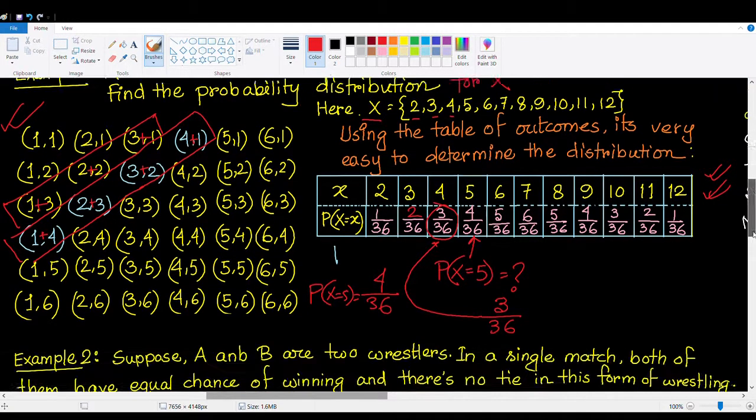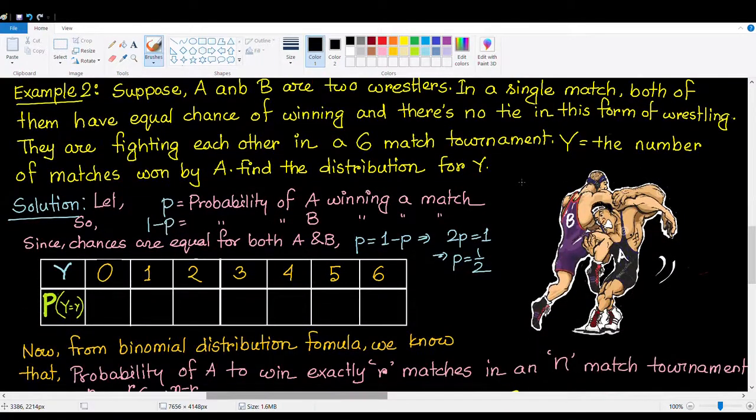Let's see the next example. Suppose A and B are two wrestlers. In a single match, both of them have an equal chance of winning, and there's no tie in this form of wrestling. They're fighting each other in a 6-match tournament. So Y is defined as the number of matches won by A. Find the distribution for Y.